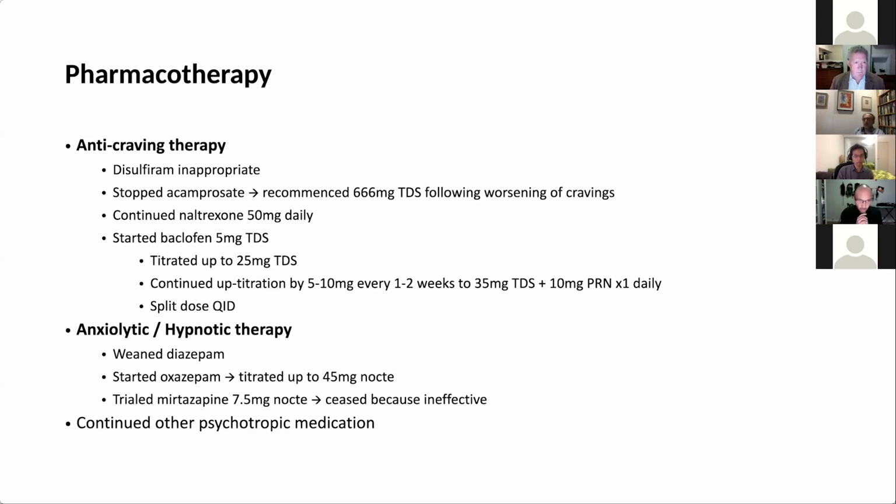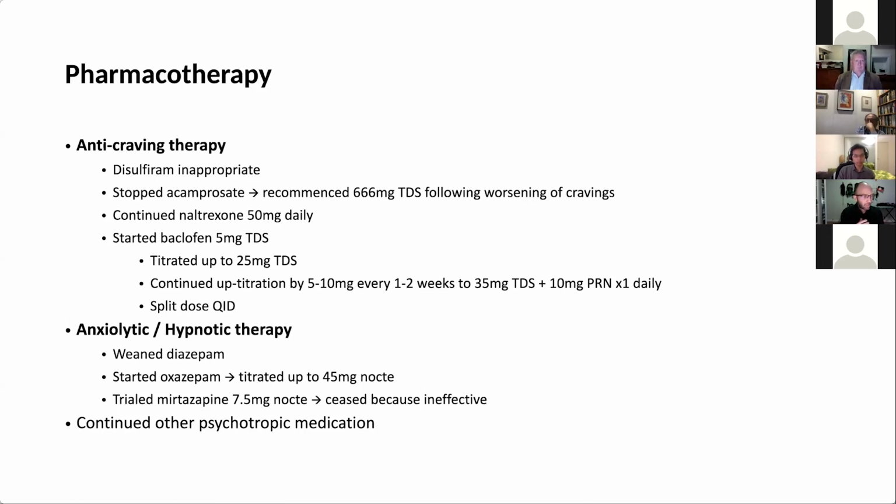We did start on low-dose baclofen, having a long discussion about the pros and cons. And we did this knowing that her mother in particular would be taking responsibility for keeping those medications safe and dispensing them on a strict basis. So we did consider the risk of overdose. We managed to get her up to the sort of classic maximum dose of 25 milligrams 3 times a day. We stayed there nicely for a while, but then some cravings came back. So we reintroduced the acamprosate.